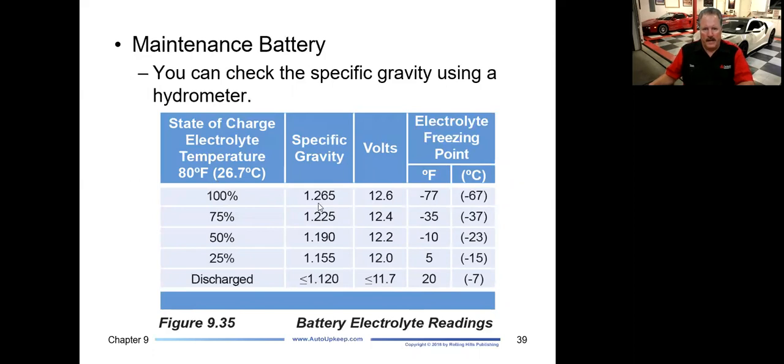This is the specific gravity of a battery that's fully charged up. The weight of the fluid in the battery would be 1.265. They call that specific gravity. And the voltage would be 12.6 volts. That would be a fully charged battery, 12.6. Okay.